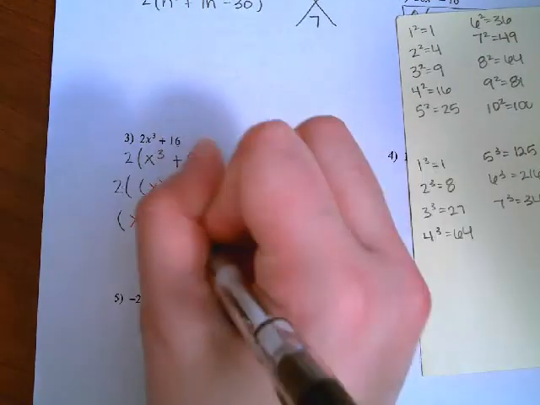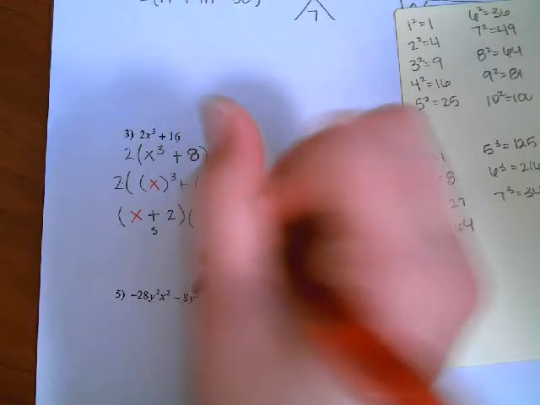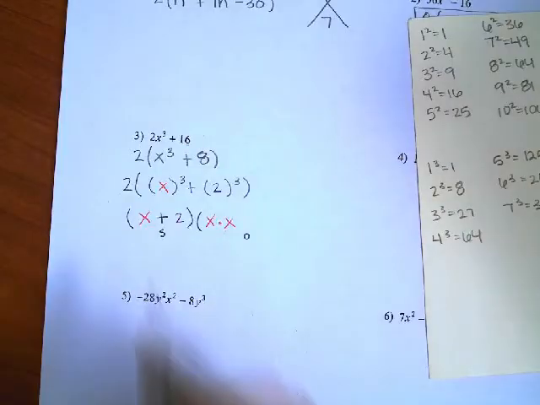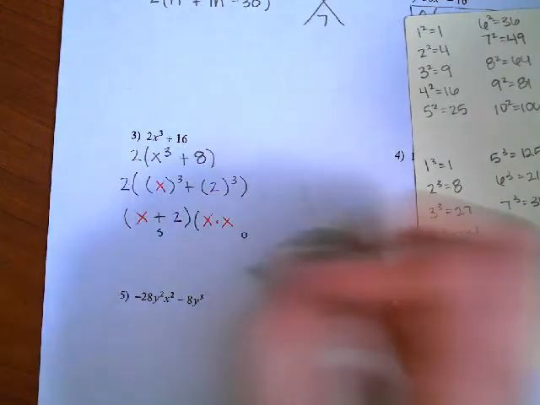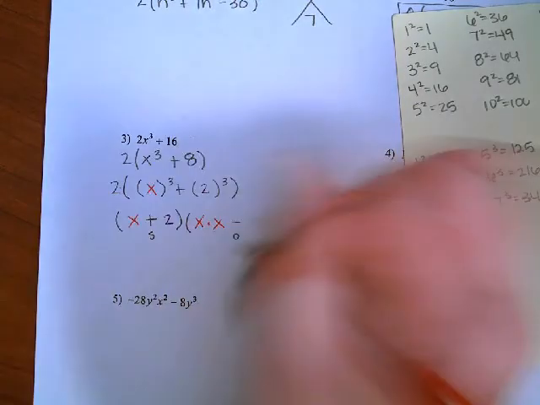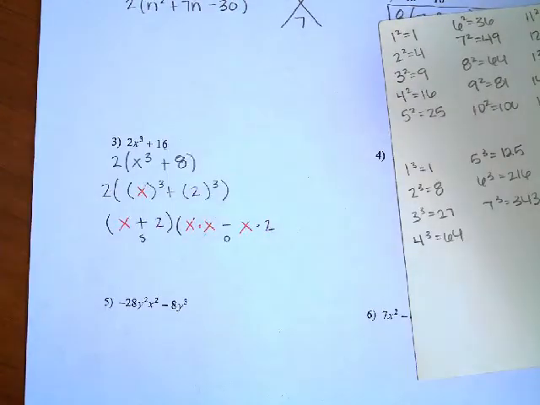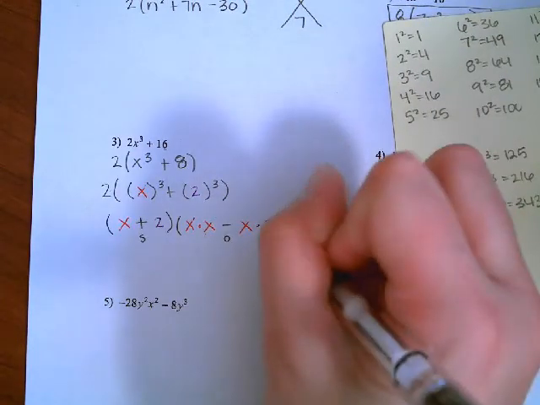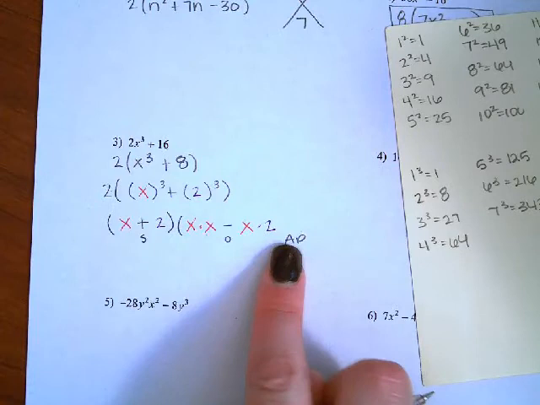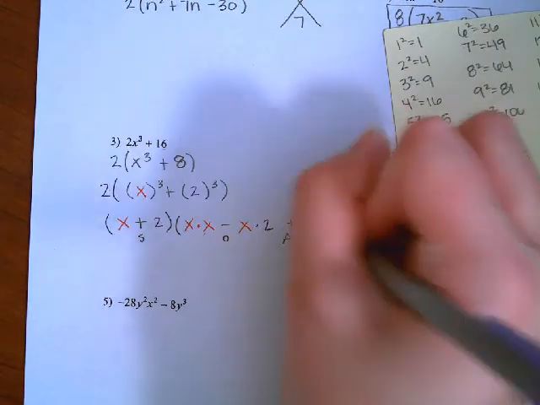Then when I start my next parenthesis, I'm going to have the first term multiplied by itself, so x multiplied by x. Then I have to do the opposite sign. If the same sign was a plus, the opposite sign is a minus. And I do the first term multiplied by the second term, so x multiplied by 2. The next sign is always positive. If you remember the acronym SOAP: same sign, opposite sign, always positive. And then we do the second term multiplied by itself.